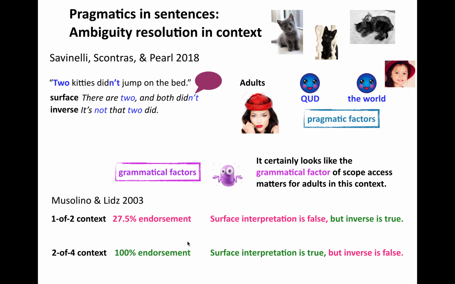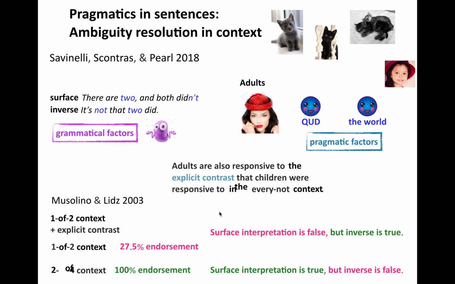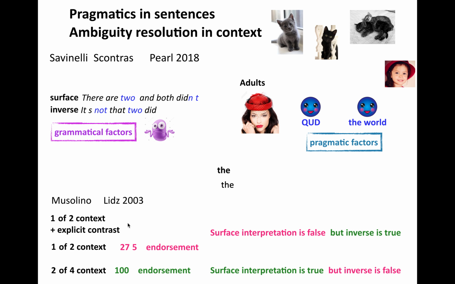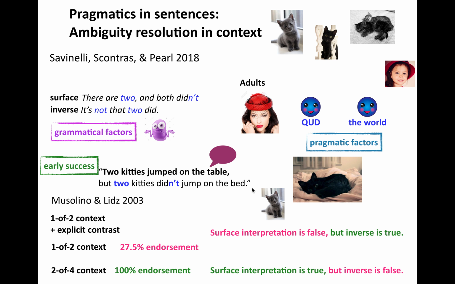So in a one out of two context, surface is false, inverse is true, adults down at 27.5%. In a two out of four context, the surface is true, but the inverse is false, now we're at 100%. Certainly looks like the grammatical factor of scope access seems to matter for adults, right? Because you're not really changing anything about the context. So adults, it turns out, are also responsive to the explicit contrast that children were responsive to in the every-not scenario. So one of two with an explicit contrast would look something like this. Two kitties jumped on the table, but two kitties didn't jump on the bed. And now adults are like, oh yeah, that's okay. Now I'm up here at 92.5% endorsement, right? So a real shift from when I have that explicit contrast and when I don't, even though nothing has really changed about which interpretation is false and which one is true.